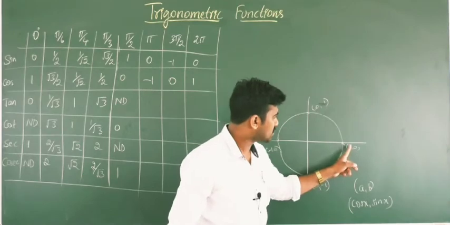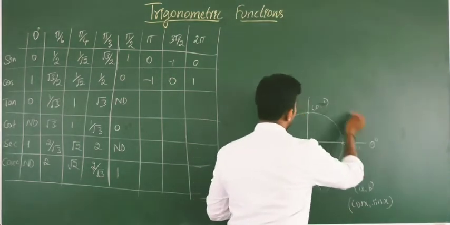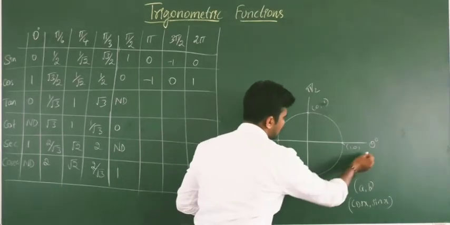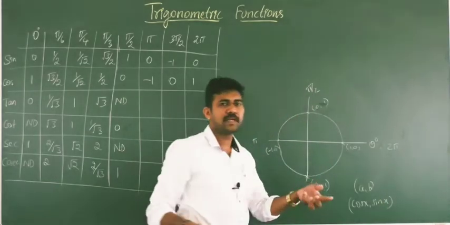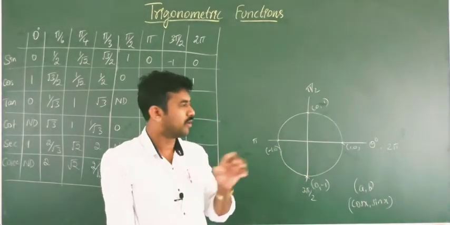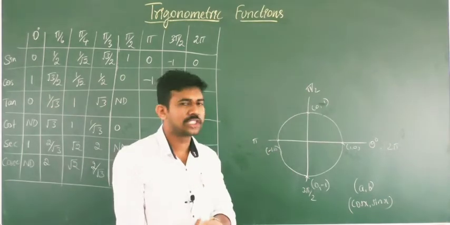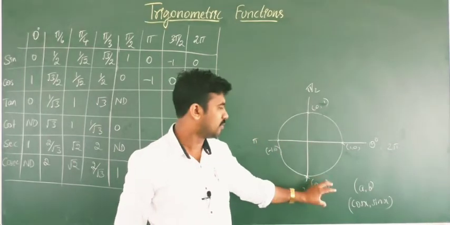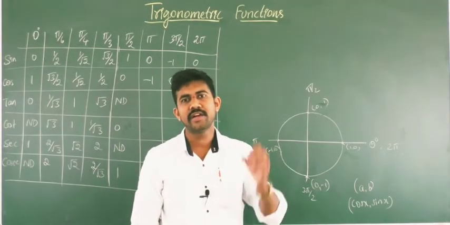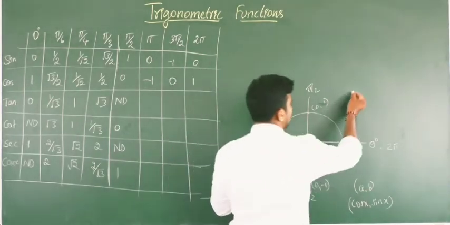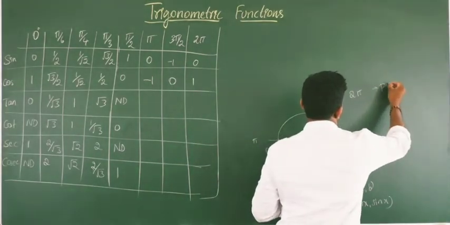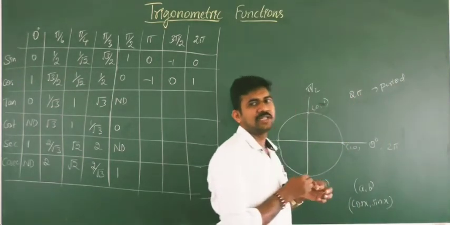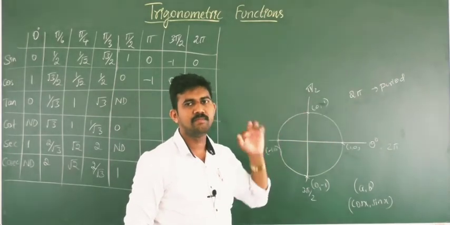Here this quadrantal angle is 0, this is pi by 2, this is pi, this one is 3 pi by 2, and this one is 2 pi. Here 2 pi gives the complete revolution, or one revolution. After one revolution the values repeat, so 2 pi is the period of these functions. For sine and cos, and also for all the trigonometric functions, 2 pi is the period. Period means after one complete revolution we come back to the same position.